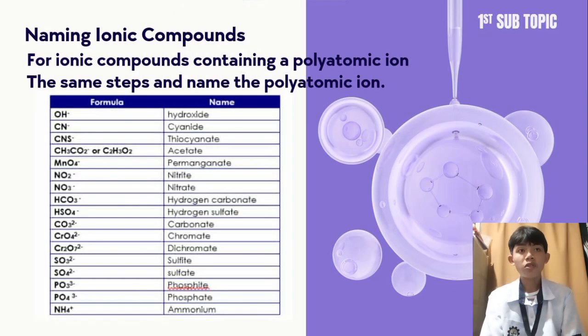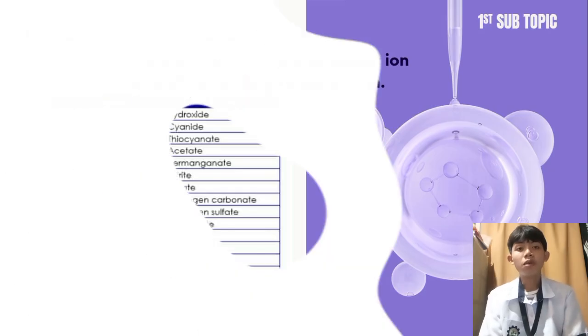Now for ionic compounds containing a polyatomic ion, you can use the same steps and name the polyatomic ion by simply observing the table below.